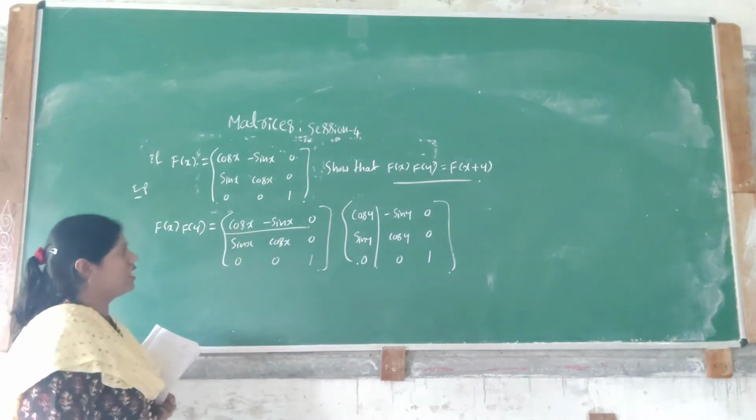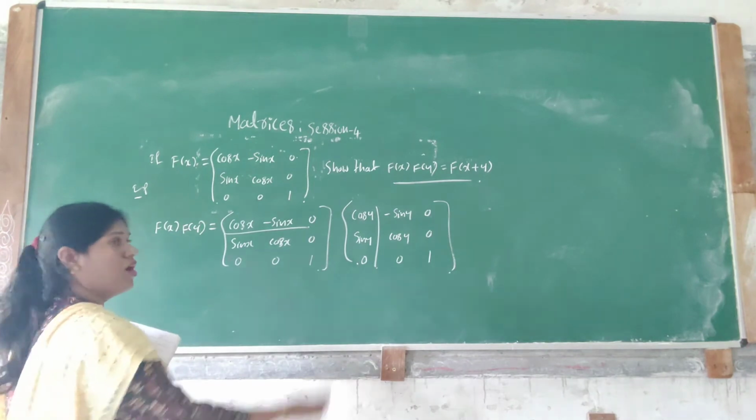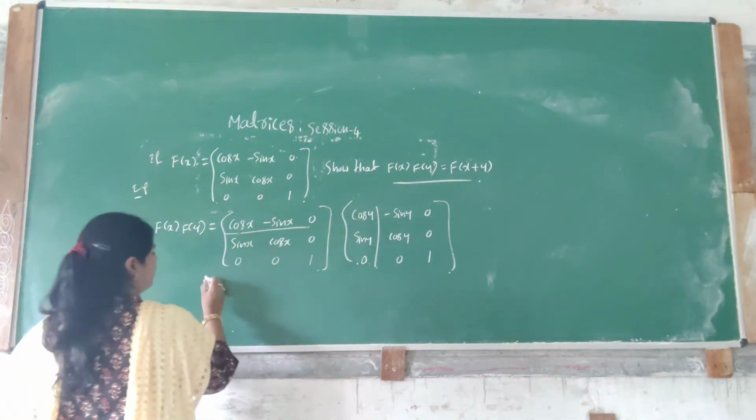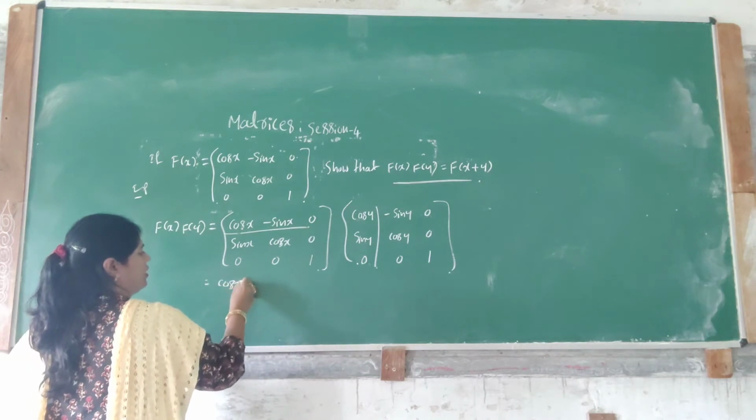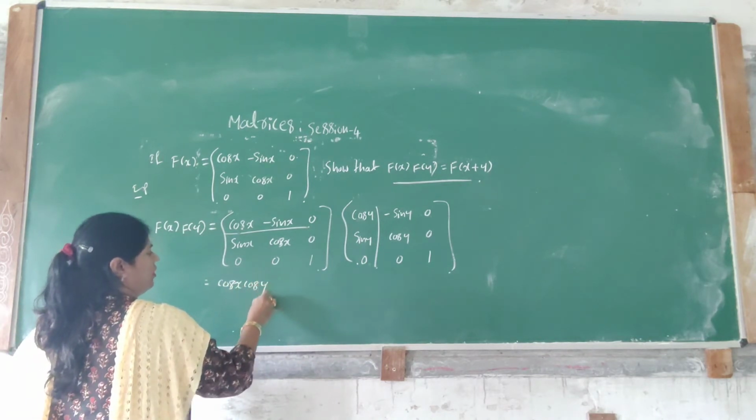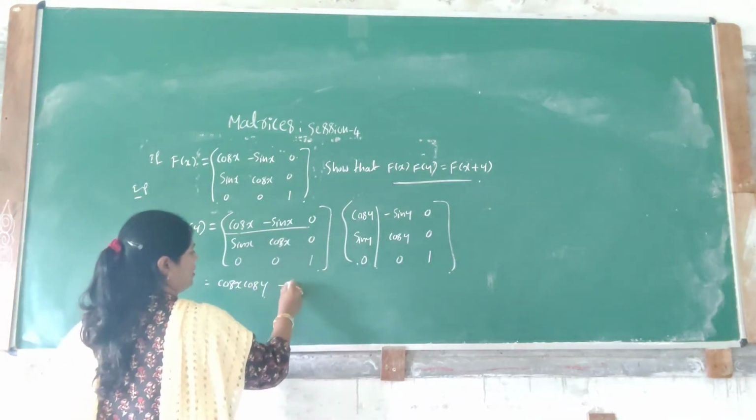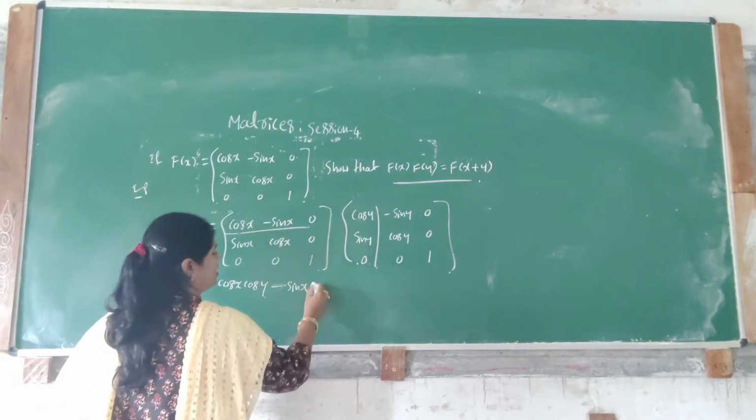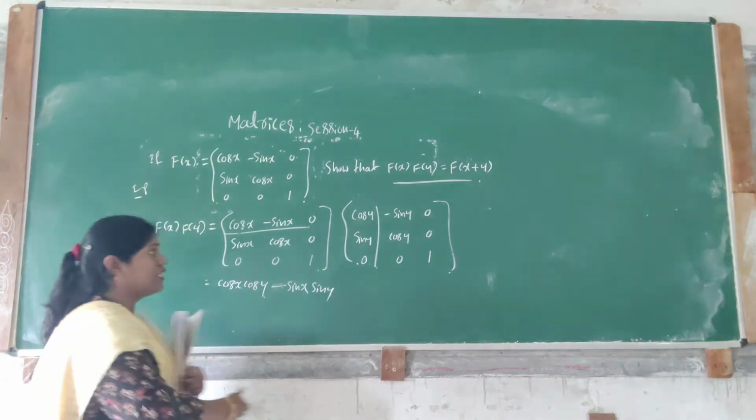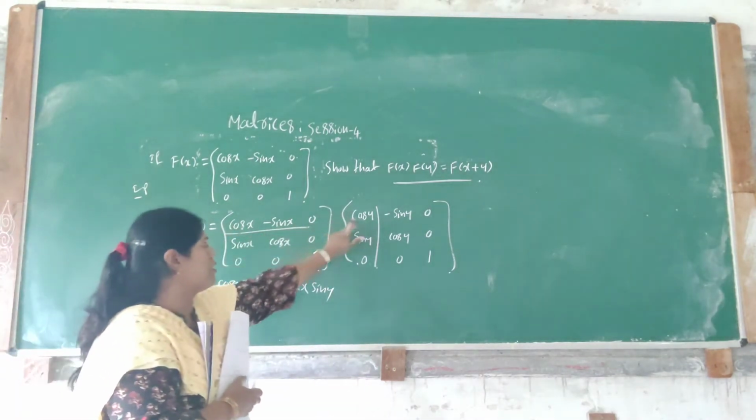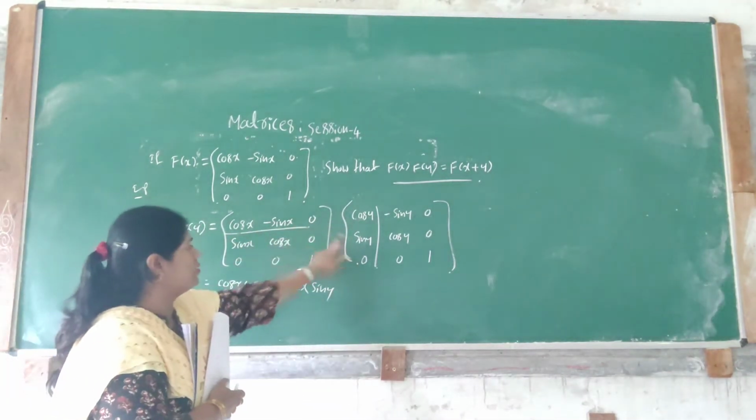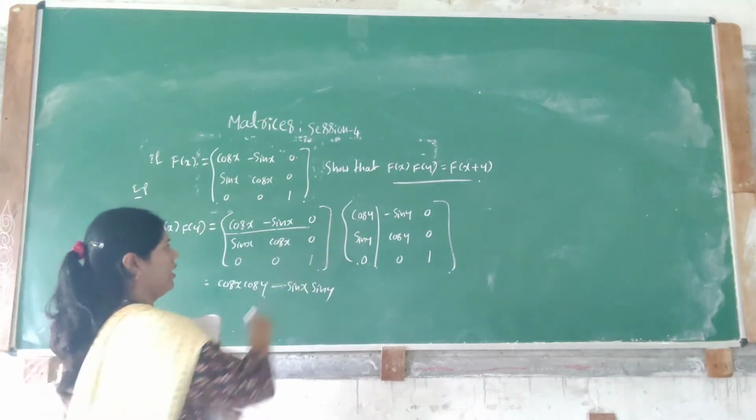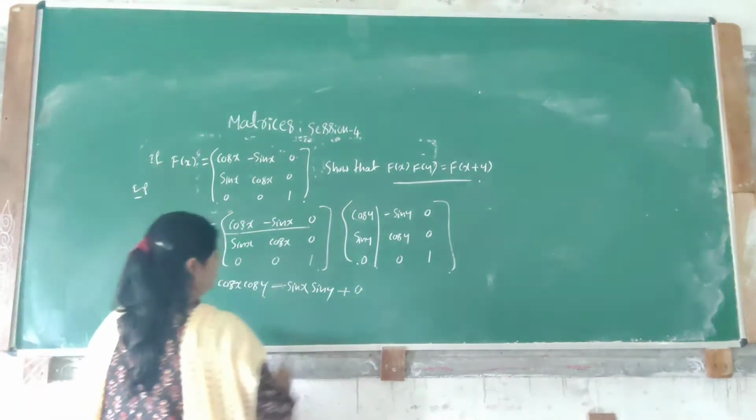What is the first row here? Cos x, minus sin x, 0. What is the first column? Cos y, sin y, 0. Cos x into cos y, so cos x cos y. Next, minus sin x into sin y. We have to multiply the corresponding elements. Cos x cos y, minus into plus is minus sin x sin y, plus 0 into 0.